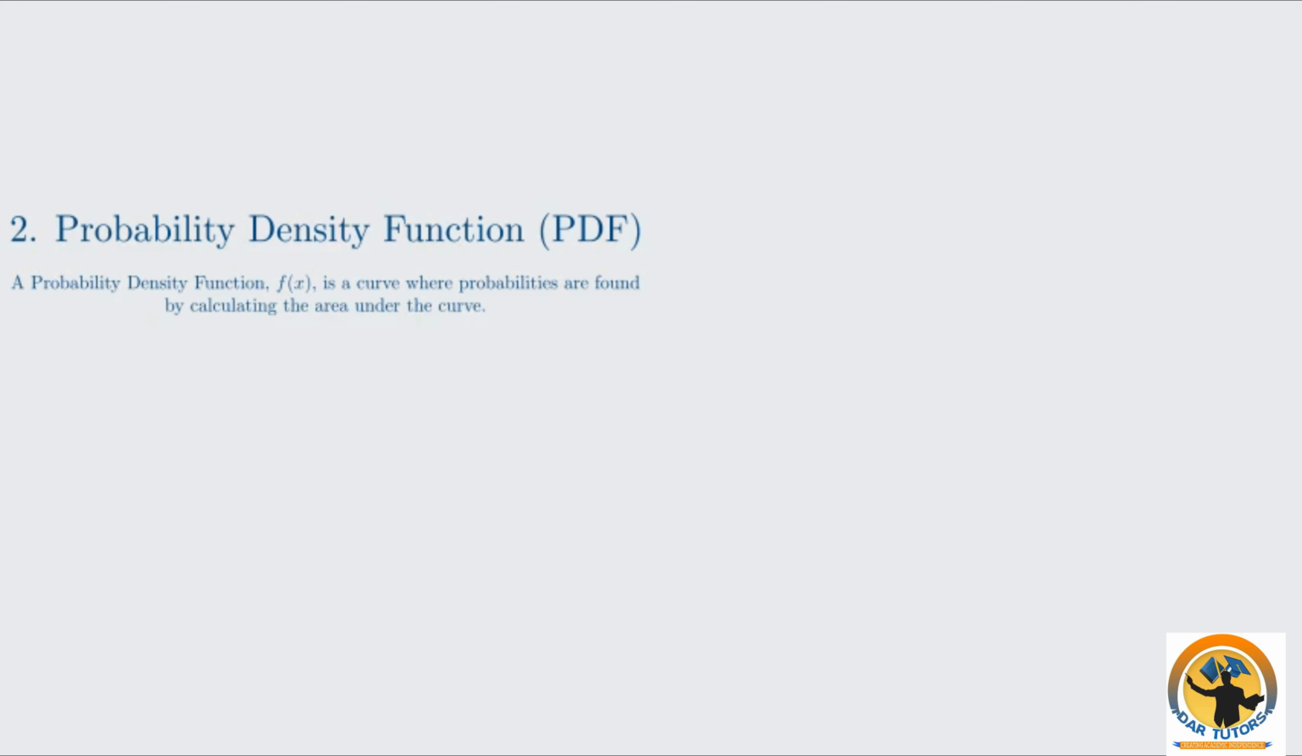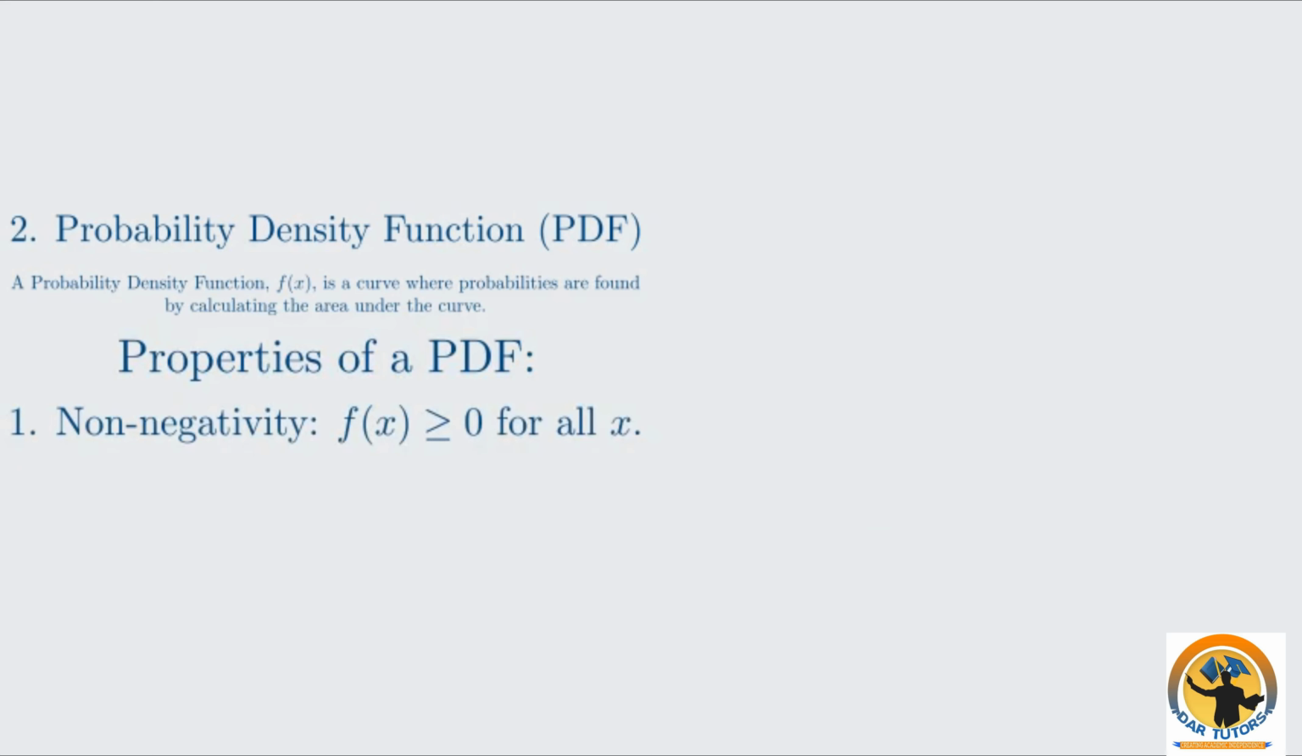Two crucial properties of any probability density function are: first, the function must be non-negative everywhere, meaning f of x is always greater than or equal to 0. You can't have a negative probability. Second, the total area under the entire curve must equal 1. This represents 100% certainty that the variable's value will fall somewhere on the real number line.